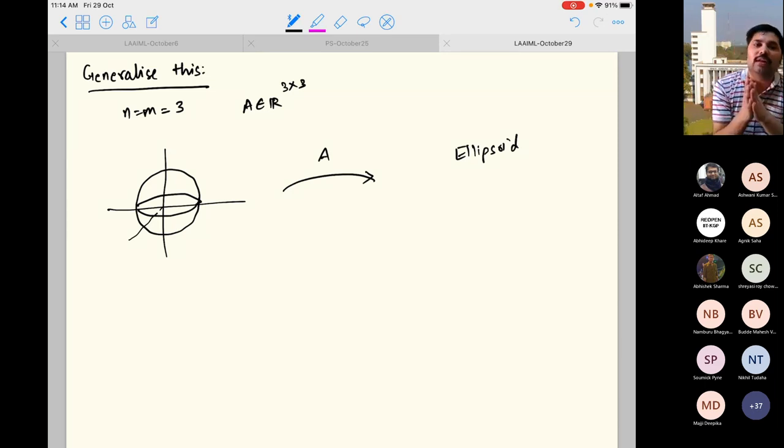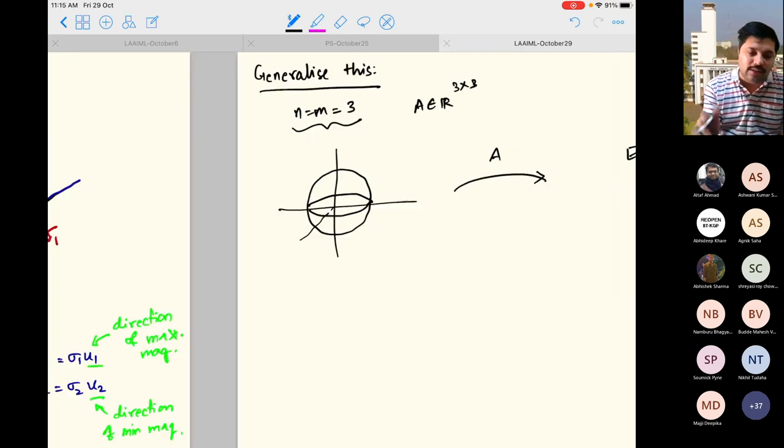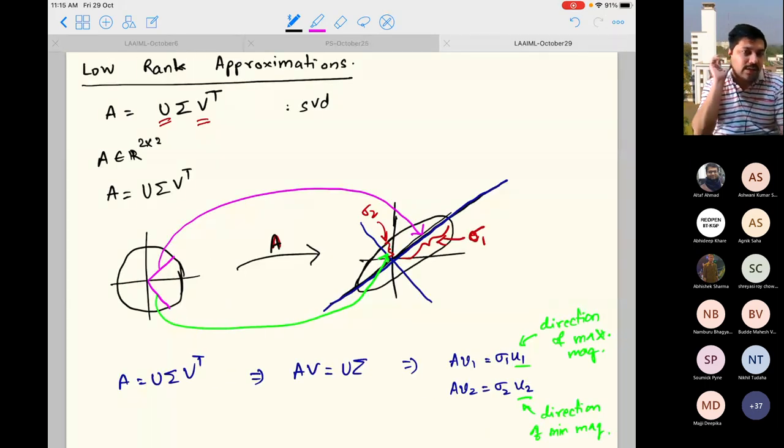And now you generalize this further to arbitrary m and n, and then you realize that you will have a unit sphere in n dimensions. That unit sphere in n dimensions goes to an ellipsoid in m dimensions, and those things that you see here are really very important, right? And once you understand this, then the smallest singular value here is actually the minimum magnification. And then once you understand this relation, then you know why the singular values up to the rank of the matrix have to be non-zero, right?